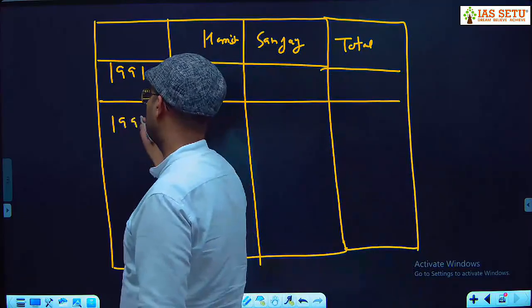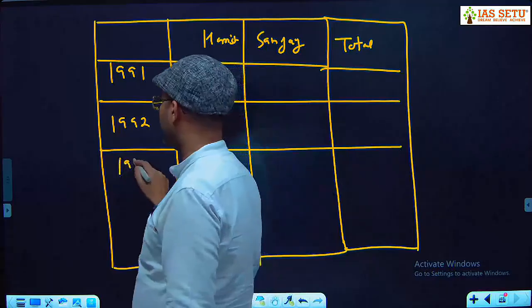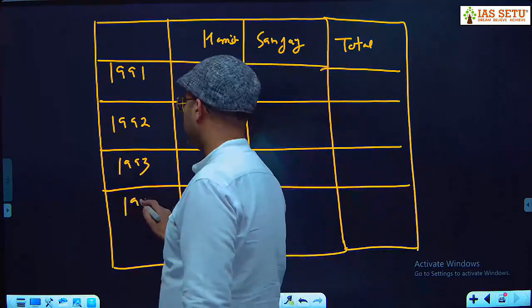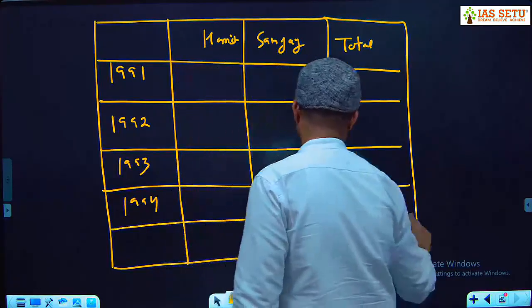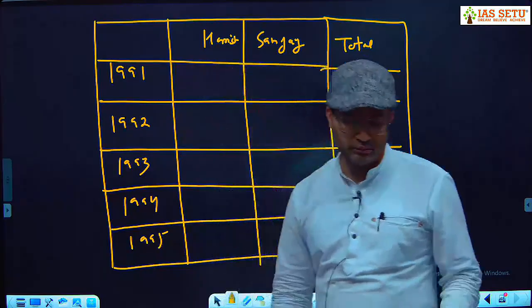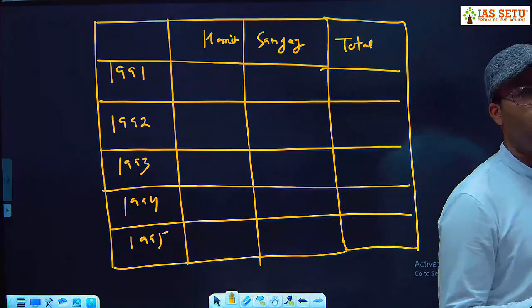(1992), 1993, 1994, and 1995. Two brothers, Harish and Sanjay, bought 4 acres of land.